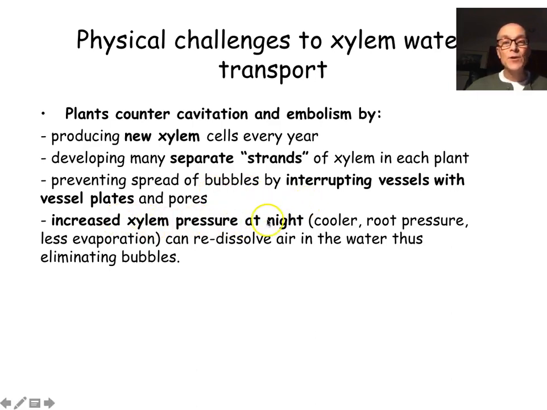They can also increase xylem pressure at night, and when they add the pressure, then that can redissolve the air into the water. So the degassing can be reversed by increasing pressure, and the pressure, of course, comes from the root pressure. We talked about that earlier. The root pressure comes from the fact that there are higher concentrations of solutes in the roots that lowers the solute potential, right? High concentration of solutes, lower solute potential. That means water moves in. And so there's so much water in the roots that causes pressure, and that pressure then can help with the redissolving of air and eliminating of bubbles.